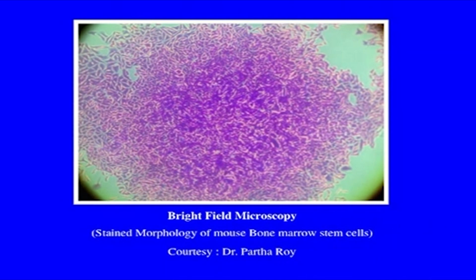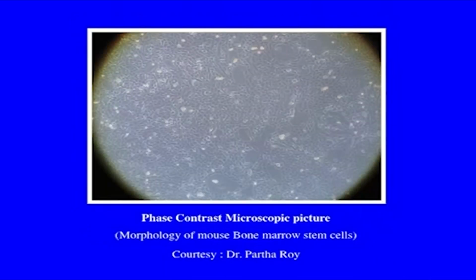This is again a bright field microscopy of mouse bone marrow stem cells. So, it is a stain morphology, and you can see here the particular pattern of mouse cells. The same image has been taken in phase contrast, and you can see that, even without staining, you can get a lot of details in the phase contrast picture here.